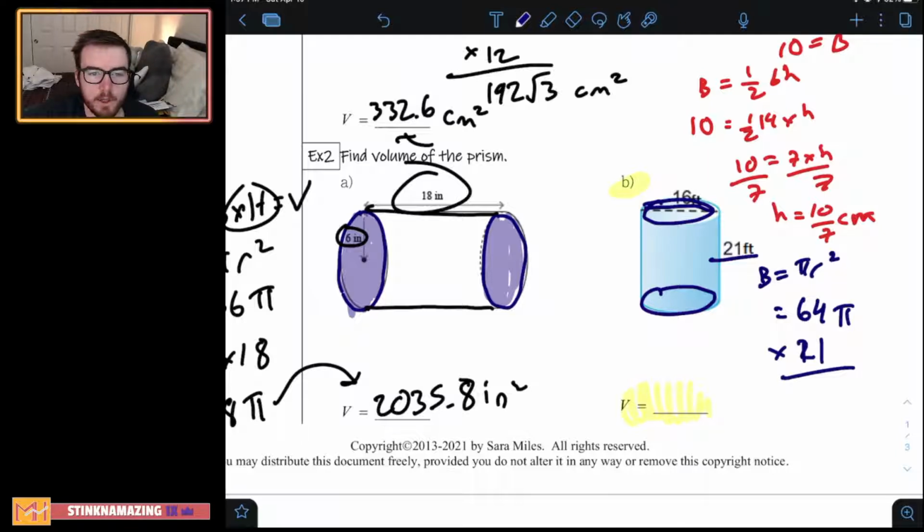And 64 times 21 is 1,344 pi. And when you plug that in, you get a nice large decimal answer of 4,222.3 feet squared. So if you got that answer, great job.